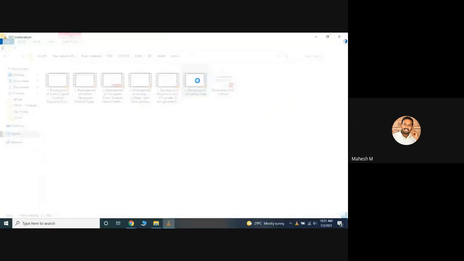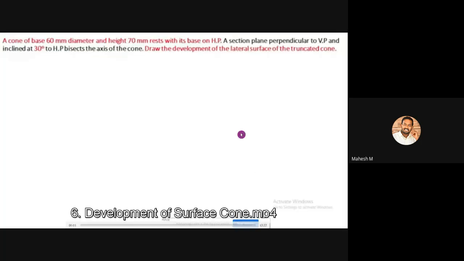So it is also a development of cone. So I'm going to read the problem. It is a simple kind of diagram.